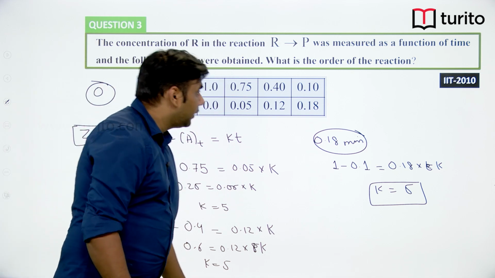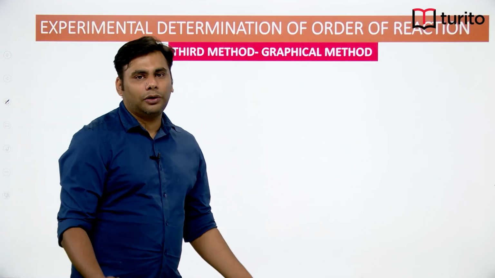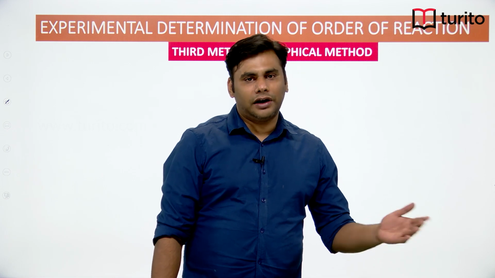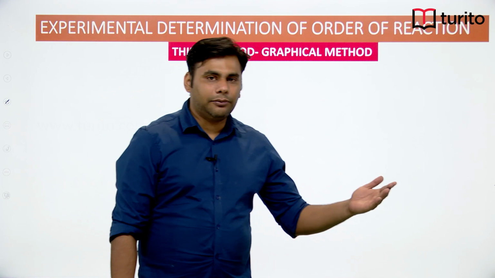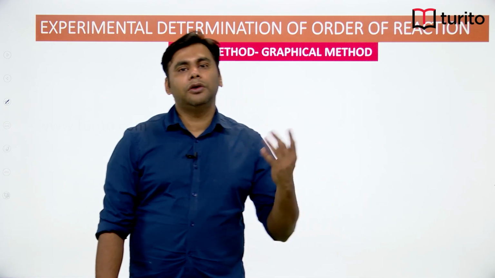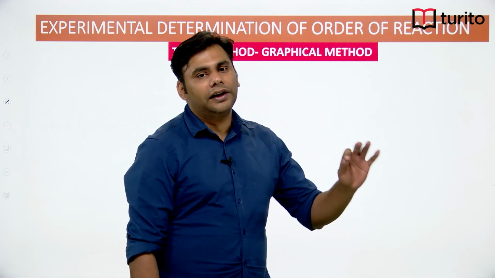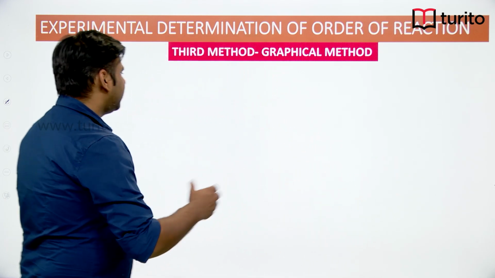Now the third method is a graphical method, okay. Now basically in a graphical method, a graph would be given to you. Different graphs are plotted like concentration versus time graph, half-life time graph, rate versus concentration graph, rate versus time graph, and knowing the integrated rate law and the rate law, you can predict whether the reaction is zero order, first order, second order, okay. So I will just show you the example.